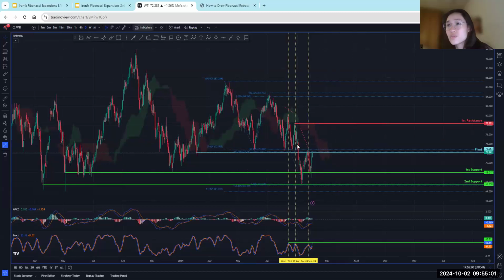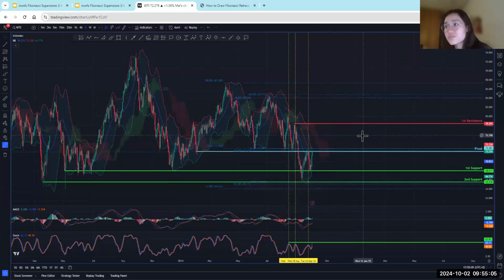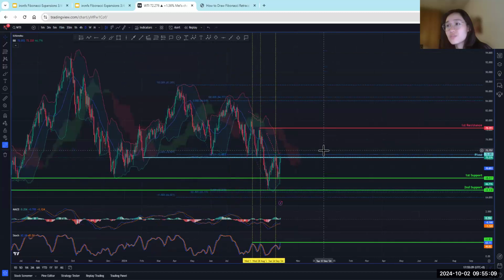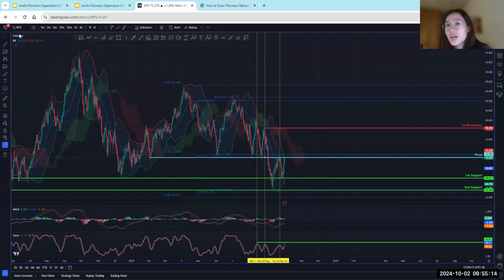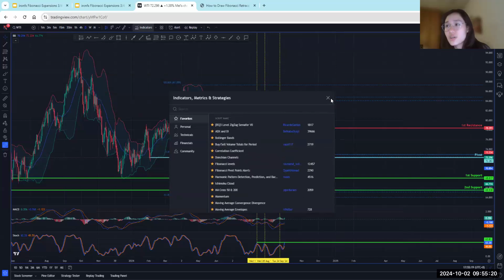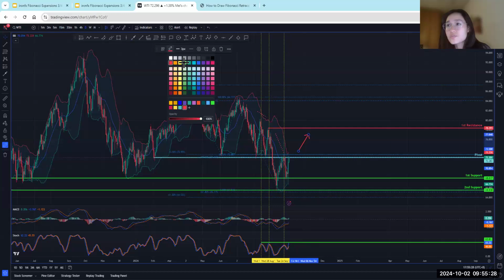Okay, that's for stochastic. Let's look at Bollinger Bands. Okay, you can see prices moving above that middle line again. So that is a bullish signal. But again, actually, yeah, I'll keep it. I'll keep Bollinger Bands since it does support our analysis. So for now, it looks slightly bullish.